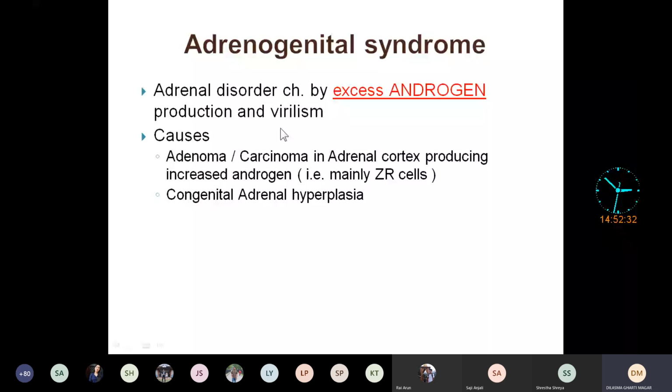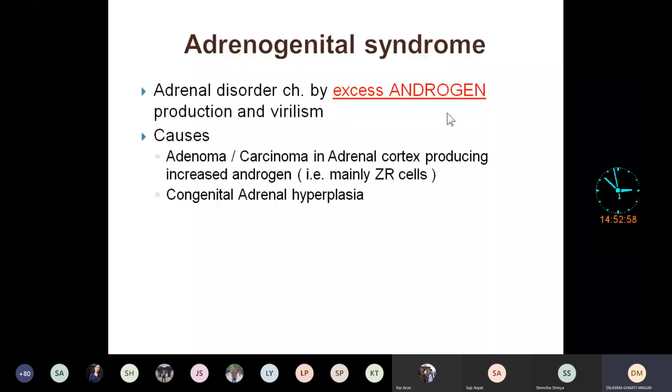So now we'll come to the adrenogenital syndrome causes. There can be an adenoma or a carcinoma in the adrenal cortex. This androgen is produced by what type of cells in the adrenal cortex? Zona, which one? Reticularis. Good. Okay, zona reticularis, isn't it?